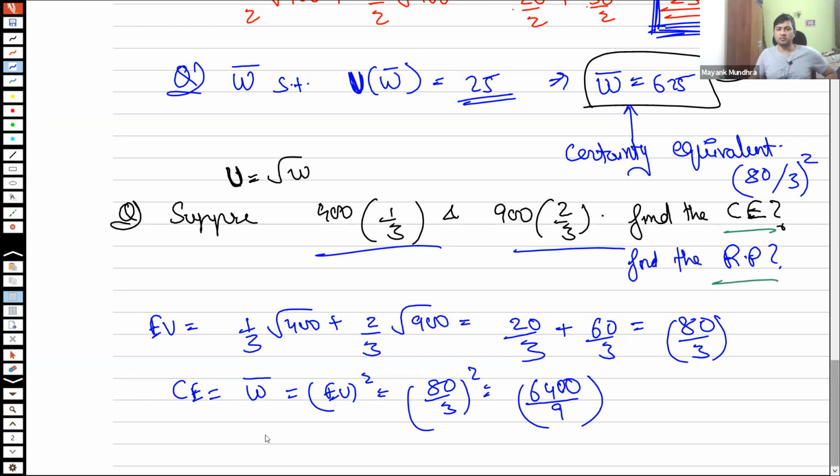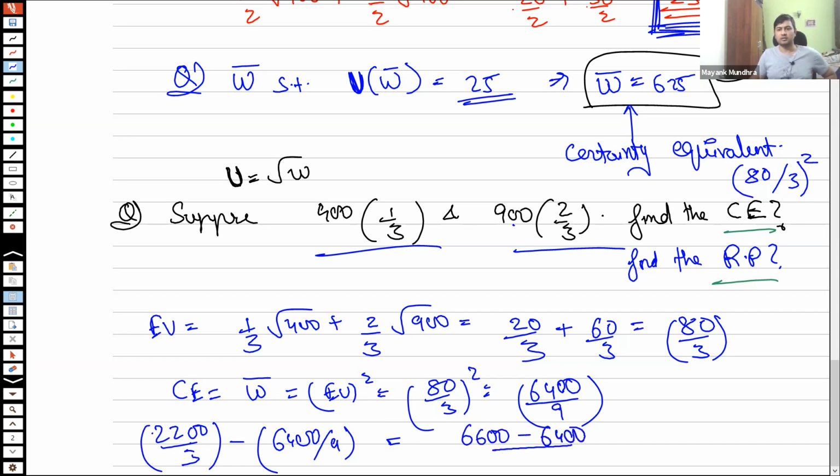So the risk premium. For the risk premium, I have to find the expected wealth first. I know the certainty equivalent is 6400 by 9. I will subtract this from 400 by 3 plus 900 into 2 by 3. So that's 1800 plus 400, which is 2200 by 3, which is nothing but 6600 by 9. So that's 200 by 9. So this is your risk premium.